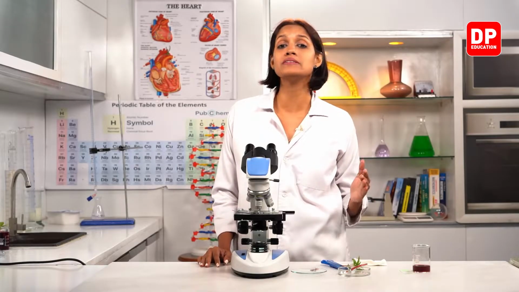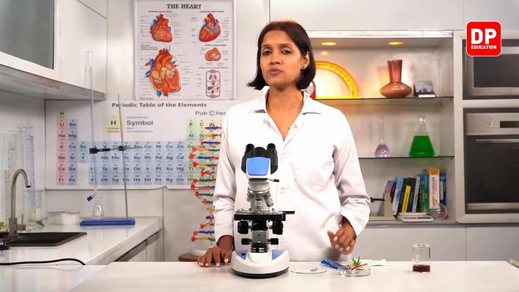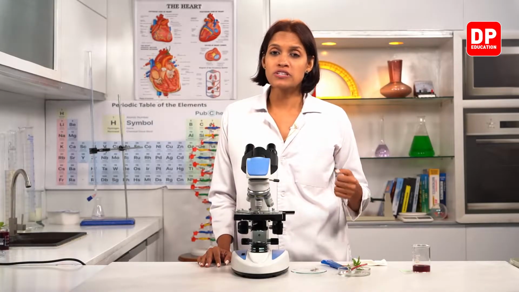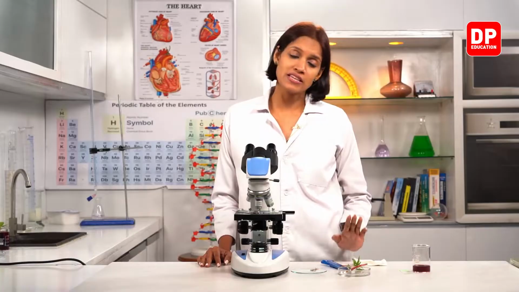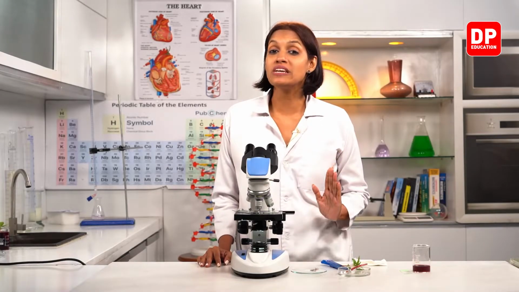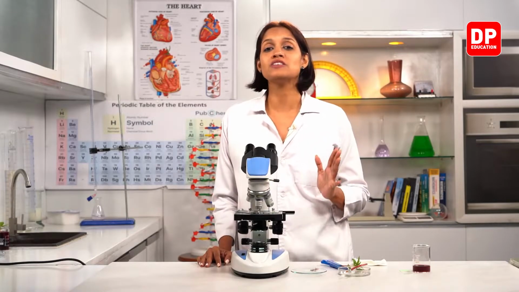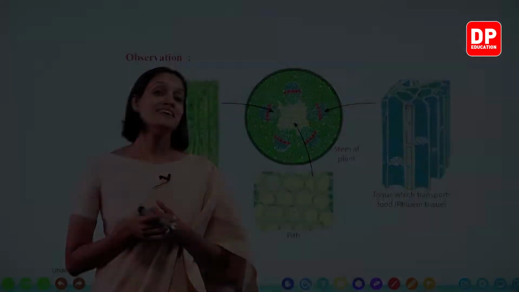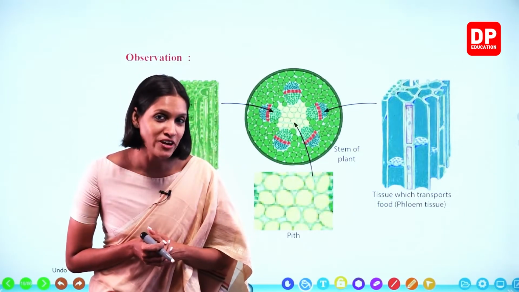Now, plant stem is a type of organ present in plants. What are the other organs? Leaves, roots, fruits. They are considered as different organs in the plant. So stem is one type of organ. So it's very clear that this organ is made up of several types of tissues. Right, children? So you all observed what happened.